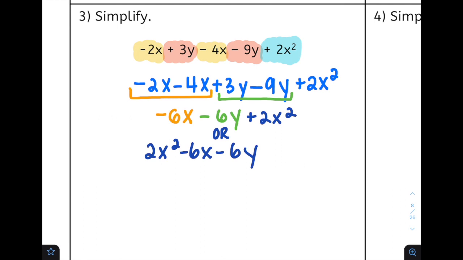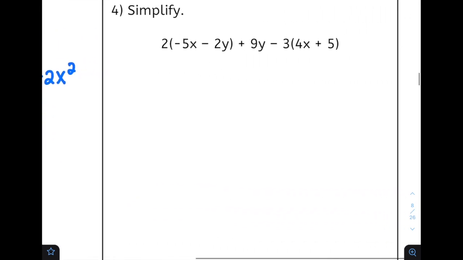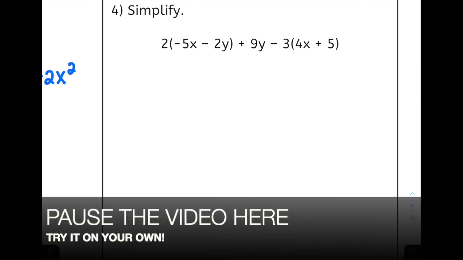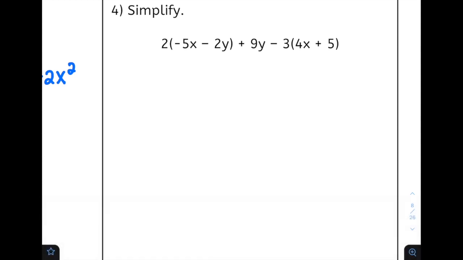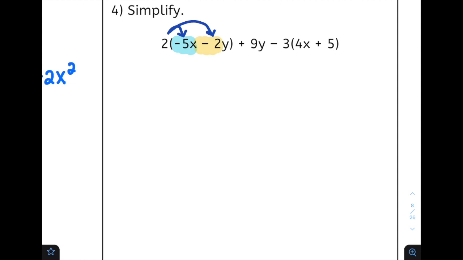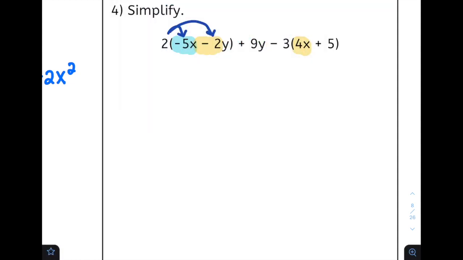Okay. Number 4. So number 4, it's a little bit of a challenge. So try this one on your own, pause the video, and come back and check your answer. Beware of the distributing. All right, so here we're going to distribute 2 to our negative 5x and to our negative 2y. I'm keeping those as terms separate. Same thing in the other set of parentheses. I'm keeping it separate.